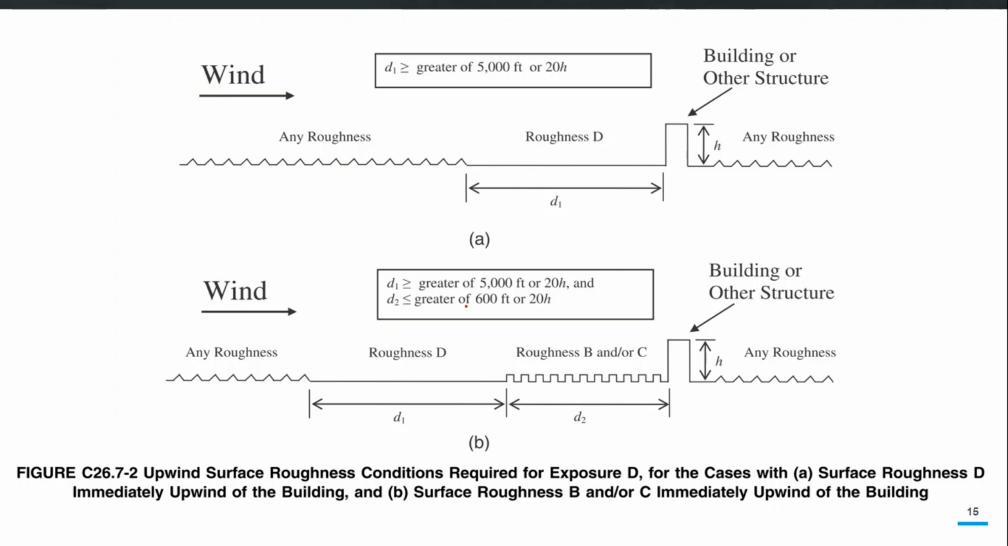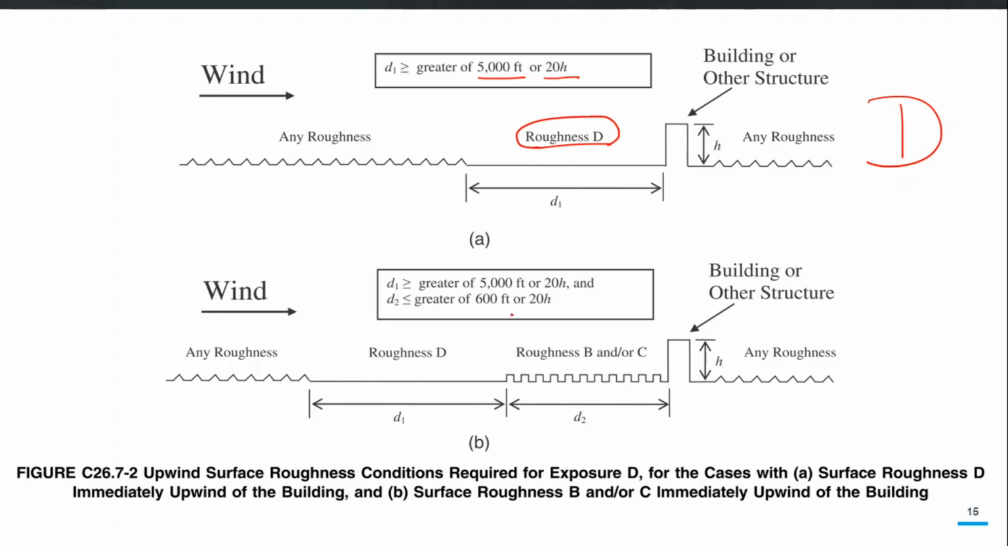So there are two cases for exposure category D. One case is that you have the roughness category D, and the distance for which the roughness D is prevailing is greater than 5,000 feet or 20 times height of the building. If this is your case, you should assign it as an exposure category D. And please remember, what was roughness D? It was all flat terrain, right?